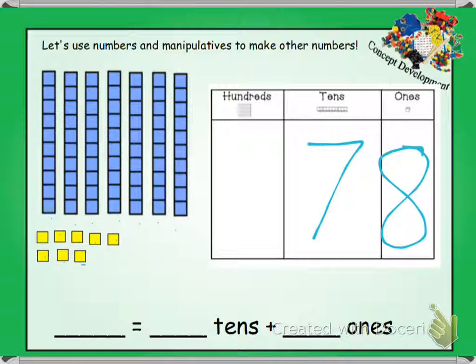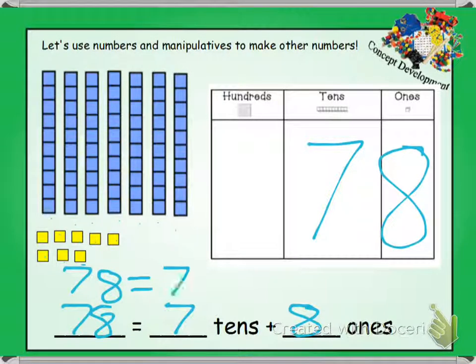So we know that looking at this, there's 7 tens and 8 ones. And we know that equals 78. Now another number sense that we also could have put was 78 equals 70, because we know that 7 tens is 70, plus 8. It's also another way we can look at it as well.